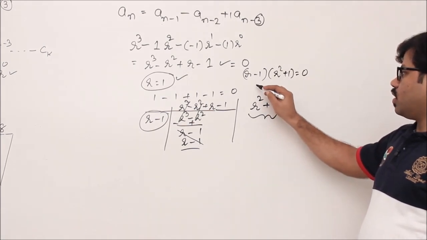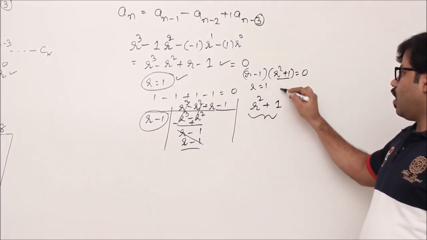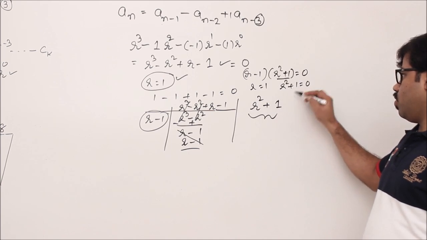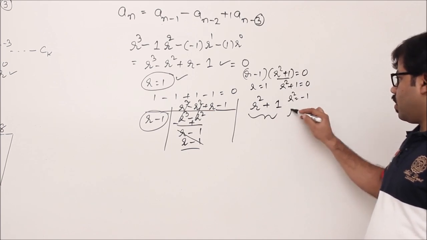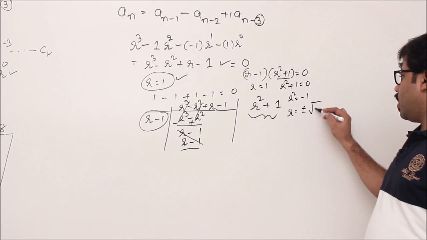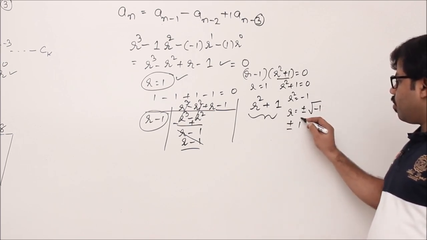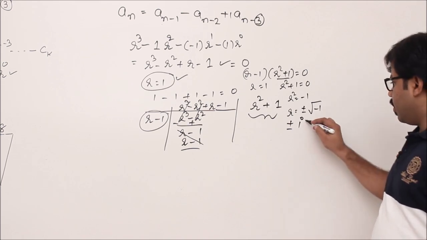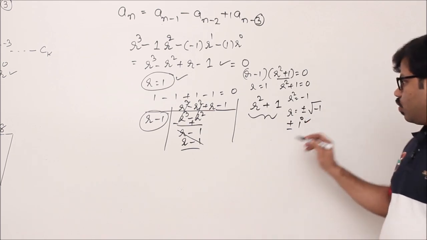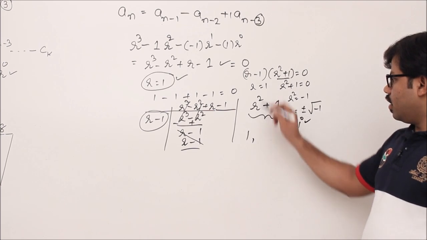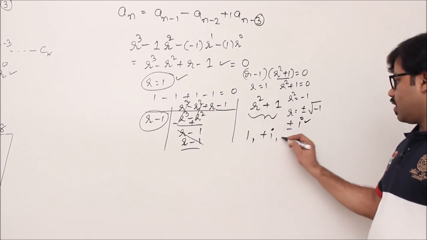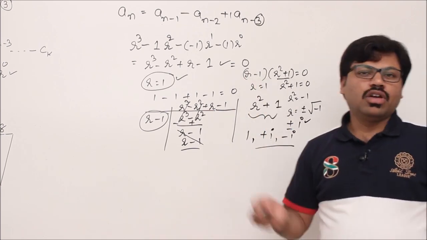So for that roots are r is already 1. Second one, r square plus 1 equal to 0. Then r square equal to minus 1. R is plus or minus root under minus 1. So plus or minus root under minus 1 is nothing but i. Correct? Imaginary number. So finally we got 3 roots. One is 1. Right? Second one plus i, minus i. So this is about roots of this one.